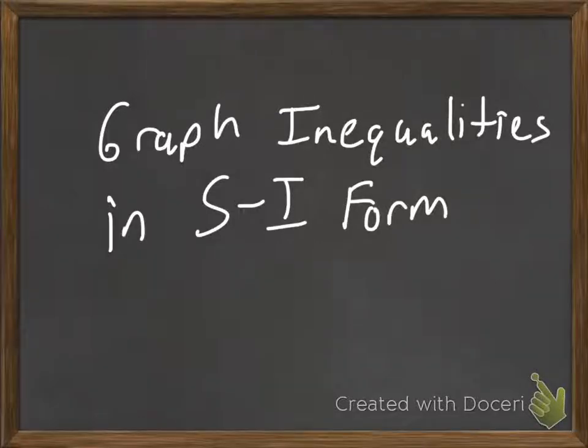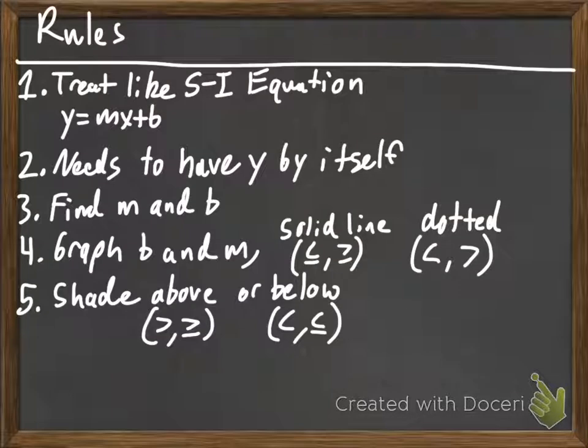Right, welcome to a video on how to graph inequalities in SI form. That's our slope-intercept form. So our rules, we're going to treat this just like it's our slope-intercept equation. So we're looking at y equals mx plus b, where m is the slope and b is our y-intercept.